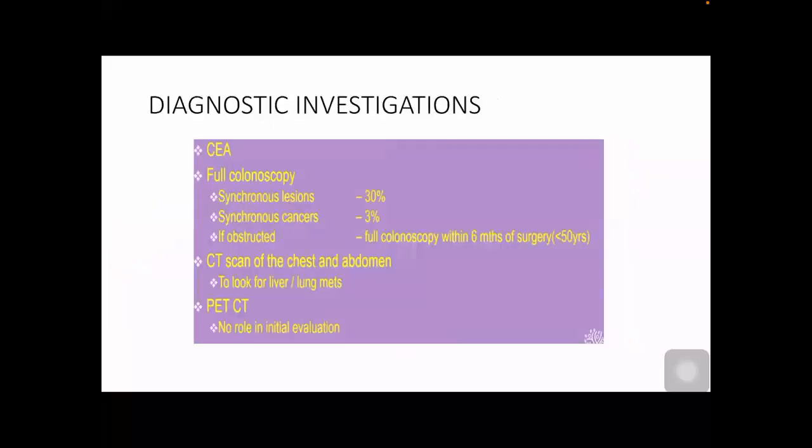So how are you going to investigate these patients? First, the most common is the carcinoembryonic antigen. The tumor markers should be done in all these patients, and you must do a full colonoscopy if the tumor is not obstructed. Why do you do a full colonoscopy? There is a 30% chance of synchronous lesion and a 3% chance of synchronous cancer. This is a very important number: 30% chance of synchronous lesion, 3% chance of synchronous cancers.